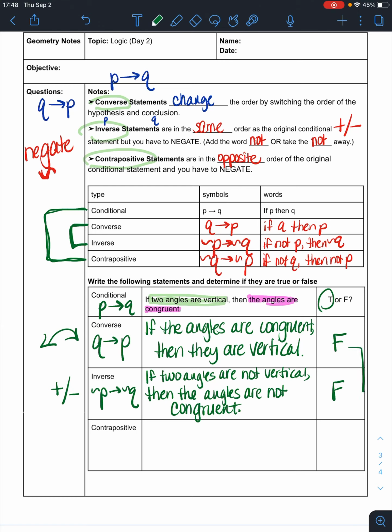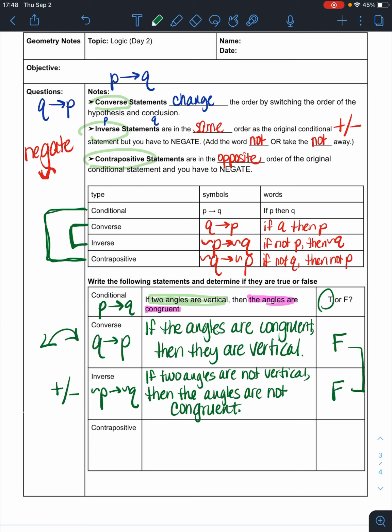Now, it may be hard for you to figure out whether that's true or false. Again, remember that your converse and your inverse have the same truth value. So the other one was much easier to determine. If the angles are congruent, then they're vertical. That was much easier to determine. And so I immediately know that my inverse has to be false too.